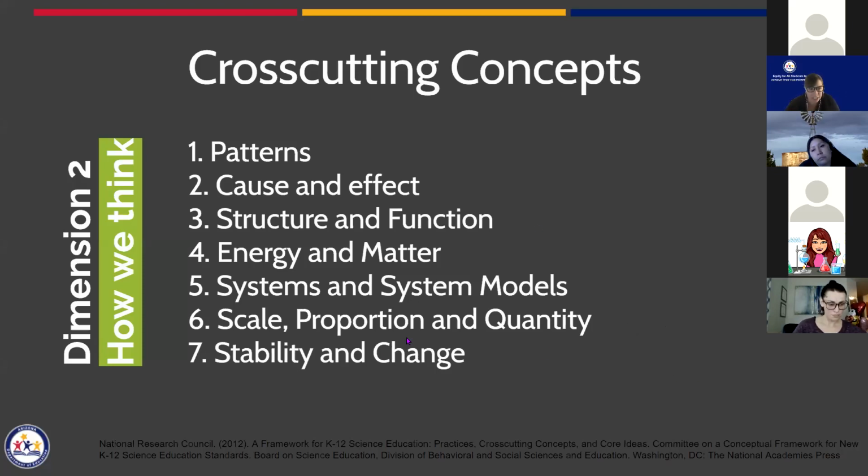The second dimension is called the cross-cutting concepts. This is how we think, the lens through which we're going to think about something and then gather evidence and gather data and gather information that relates to the phenomena. So there's seven of them. Again, the numbers don't mean anything.